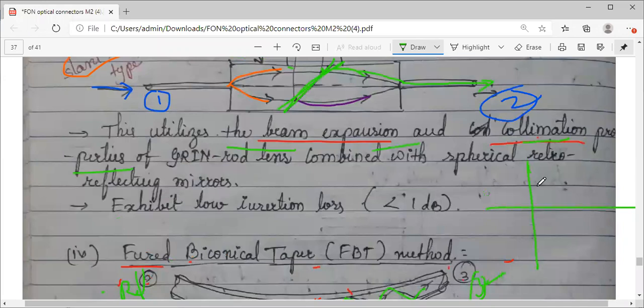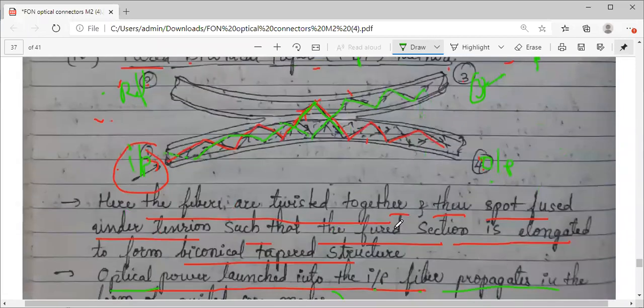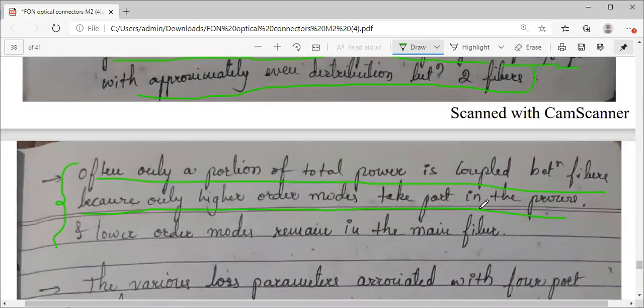Try to recall modes, how they were, something like this for the fundamental mode, then something like this, right? As the number of modes increases, the field distribution is something like this. You can see this part is the central core. However, in some part, you can see they have entered the cladding. So as and when the modes increase, the power entering the cladding region increases. That's why only the higher order modes take part in the process, and the lower order modes remain in the main fiber.